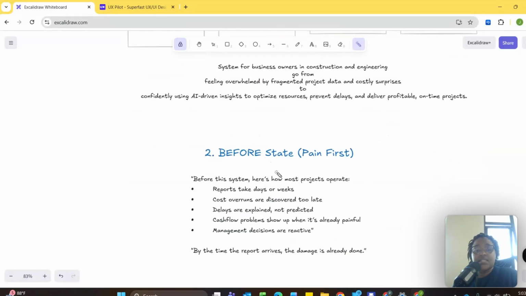In our case study, this looks like different reports that take a long time to be developed and reach people. Also, cost overruns mostly get discovered too late. Delays are explained, but mostly they're not predicted. There are also a lot of cash flow problems that arise during execution of the project, and they show up when there's a real need of cash, or in a state that is already painful to the project. Also, management decisions can be reactive most of the time. Essentially, by the time the report arrives, the damage is already done.